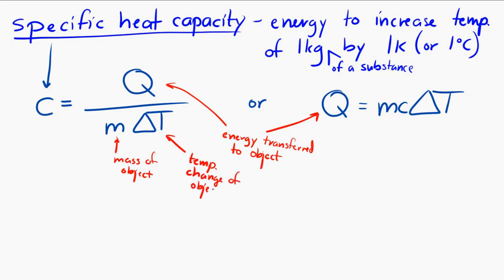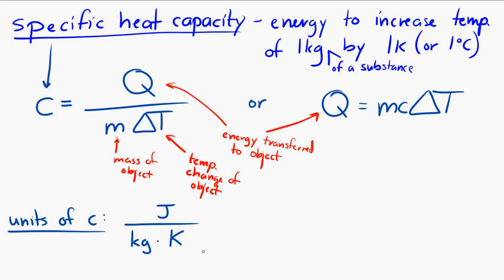All right. From this first equation, we can get the units of specific heat capacity. The units are the units of energy divided by the units of mass divided by the units of temperature change. So, joules per kilogram Kelvin. Or it can also be written as joules per kilogram degrees Celsius. That would be the same thing.